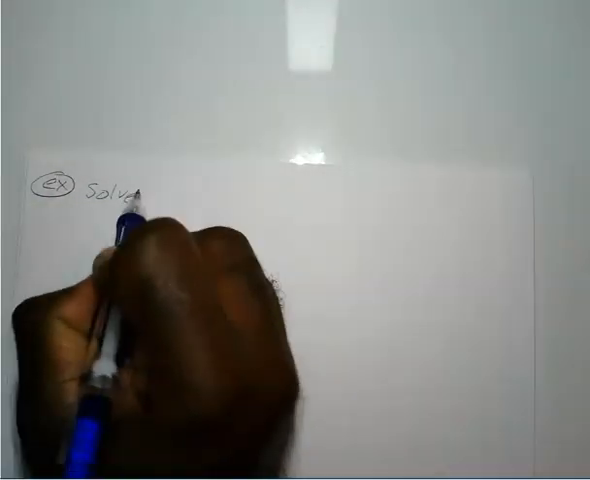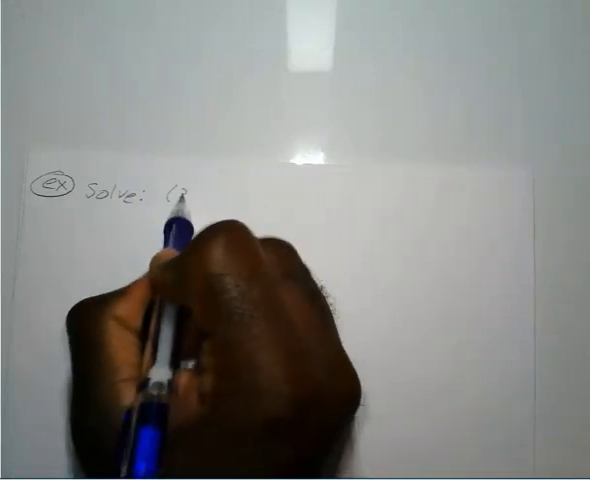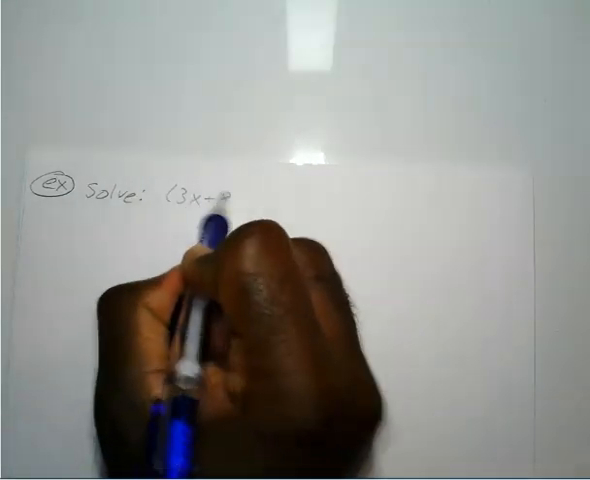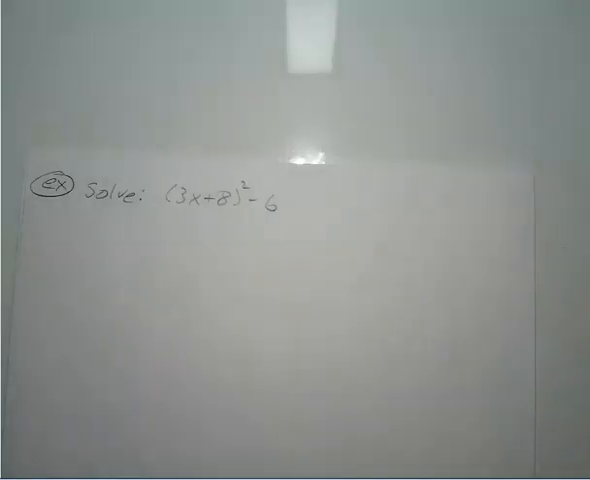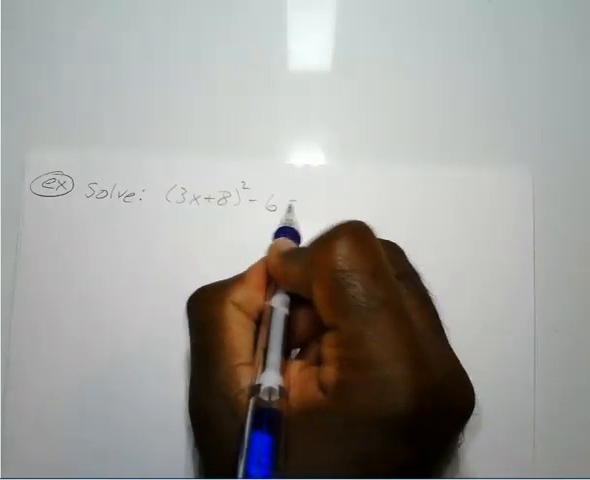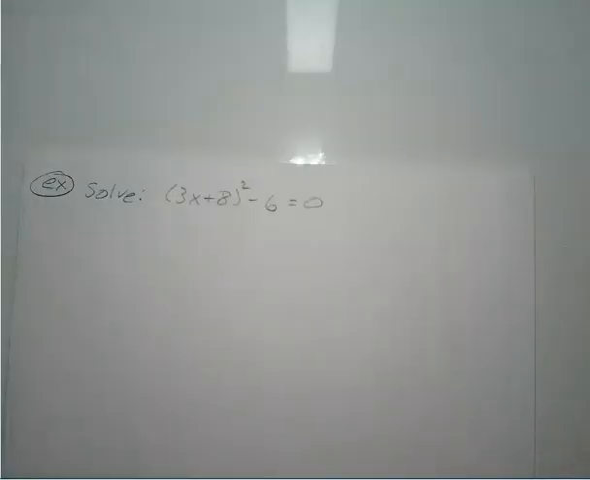Oops, straighten up my papers a little. There we go. All right, so let's say, for example, we wanted to solve (3x + 8) squared minus 6 equals 0.